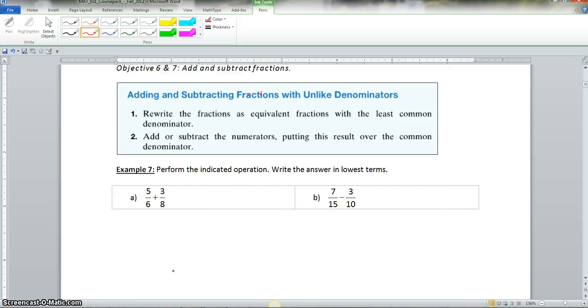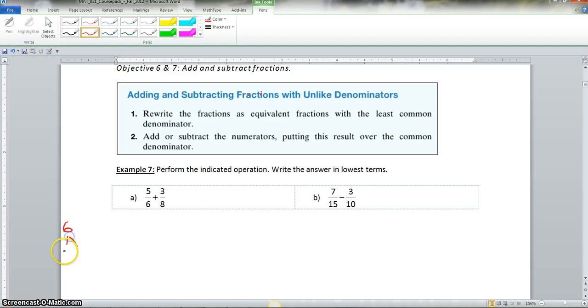And now we have objective 6 and 7. We're adding and subtracting fractions with unlike denominators. It says rewrite the fractions as equivalent fractions with the least common denominator. Add or subtract the numerators, and put this result over the common denominator. Now, this is what we could do. We could use prime factorization.